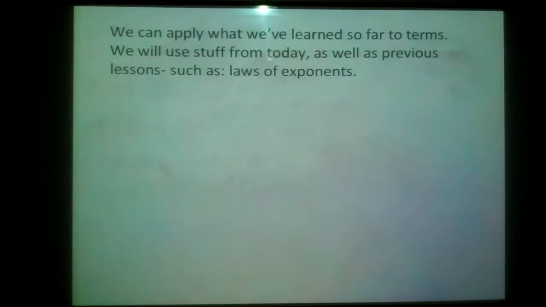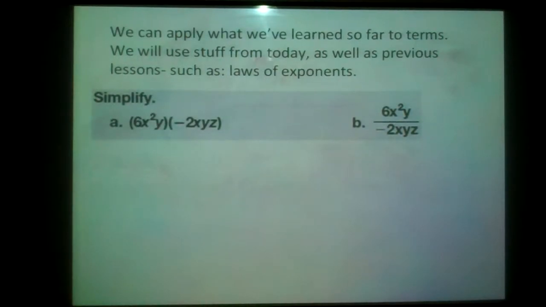Alright, so now into the algebraic terms part of this. We can apply what we've learned so far today to algebraic terms. And we're going to use the stuff from today as well as previous lessons, such as our laws of exponents. Now, this looks a little messy, but we are going to simplify.